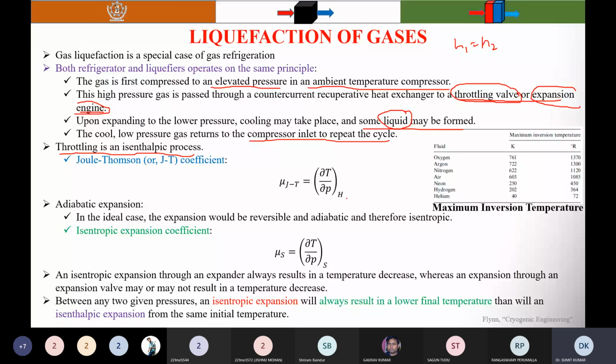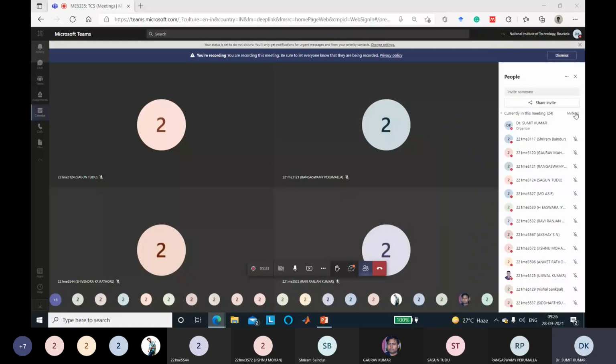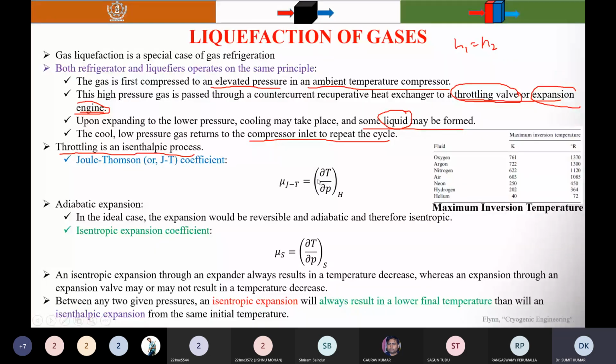So the Joule-Thomson coefficient is a property of each gas, and is a function of temperature and pressure. And I told you that mu JT may be positive, equal to zero, or negative.